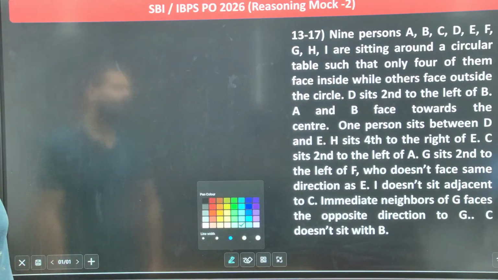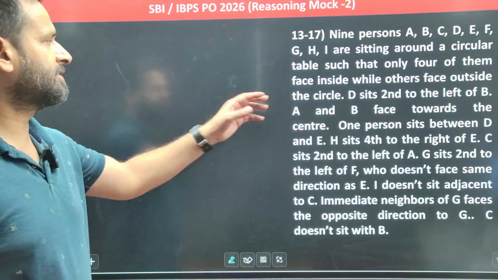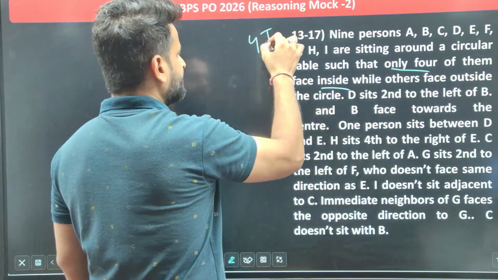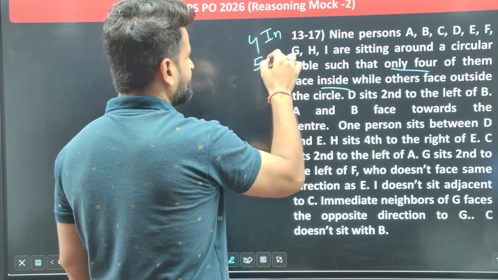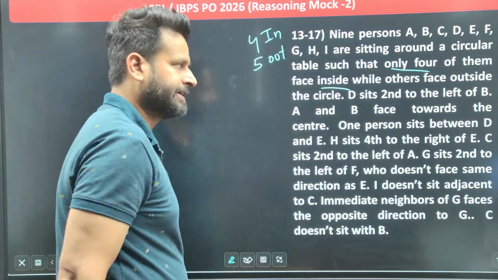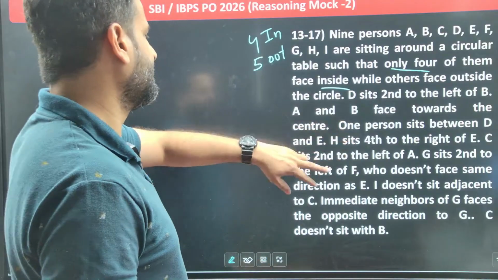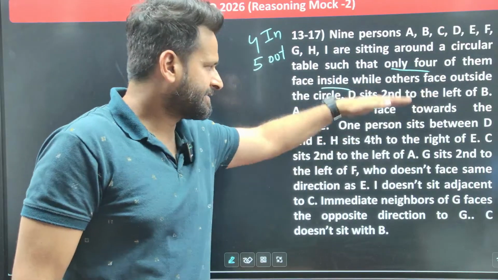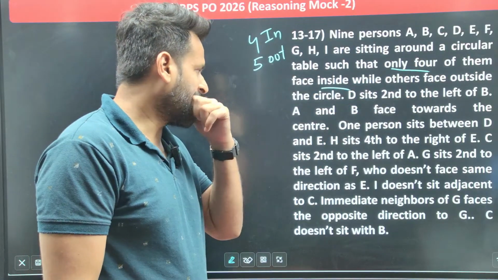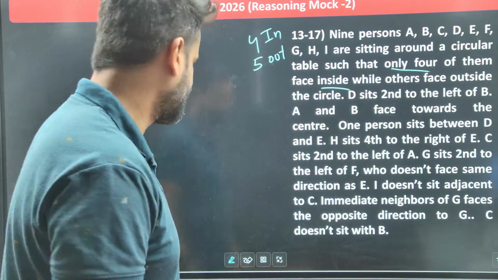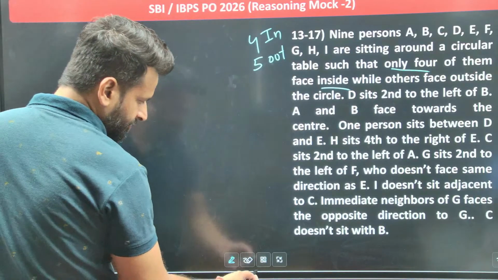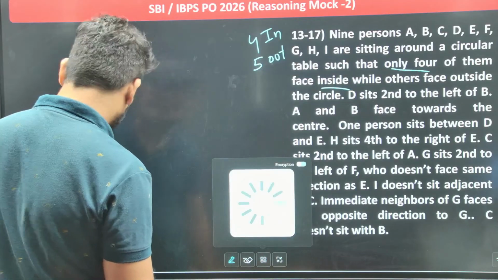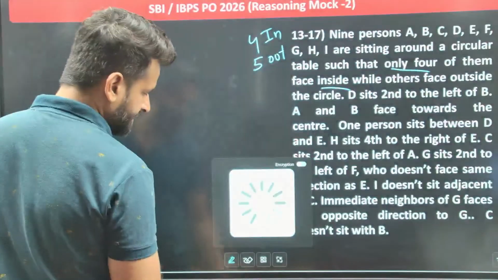There are a total of 9 persons sitting in a circular sitting arrangement. Four of them are facing inside. So 4 persons will face inside and 5 persons will face outside. D is second left of B, A and B face towards the center, one between D and D. So I can guess. Now related conditions I can see. So I can start from this. Okay, so I think some shapes are there.